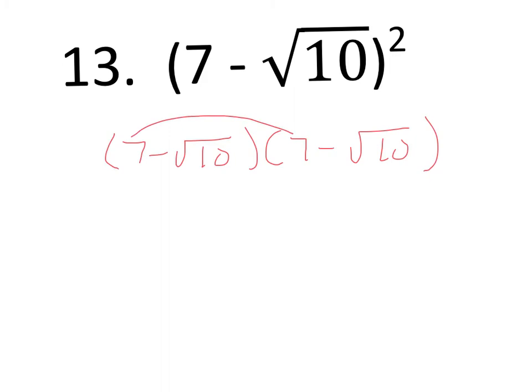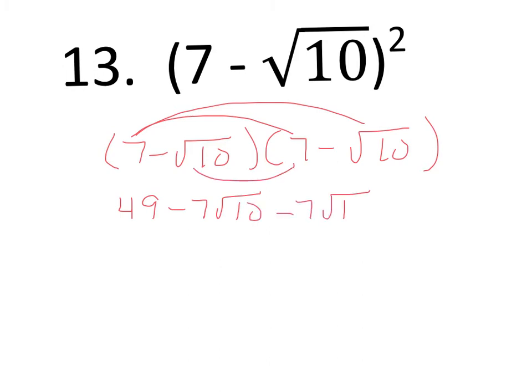So we're going to take 7 times 7 and get 49. 7 times root 10, so negative 7 root 10. Negative 7 root 10. And then plus the square root of 100. Okay, because negative times a negative is a positive, and then 10 times 10 is 100.